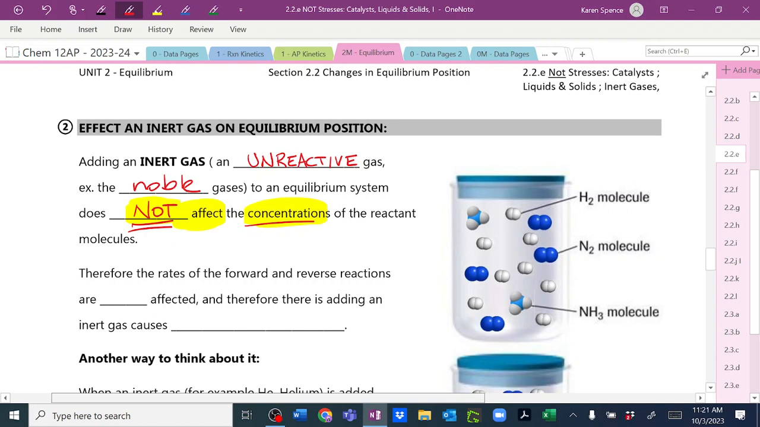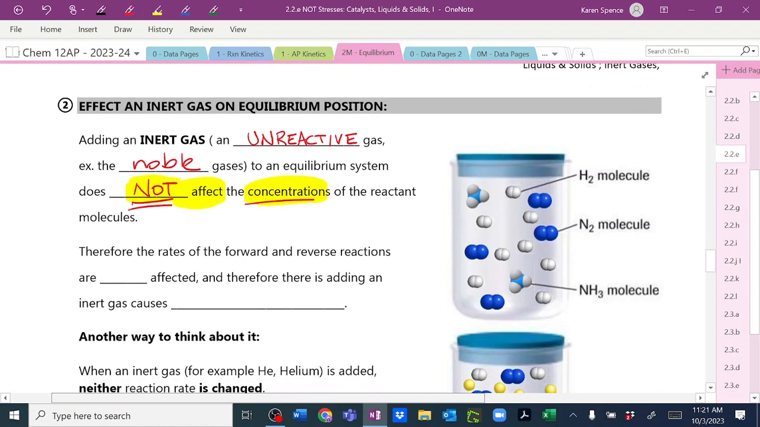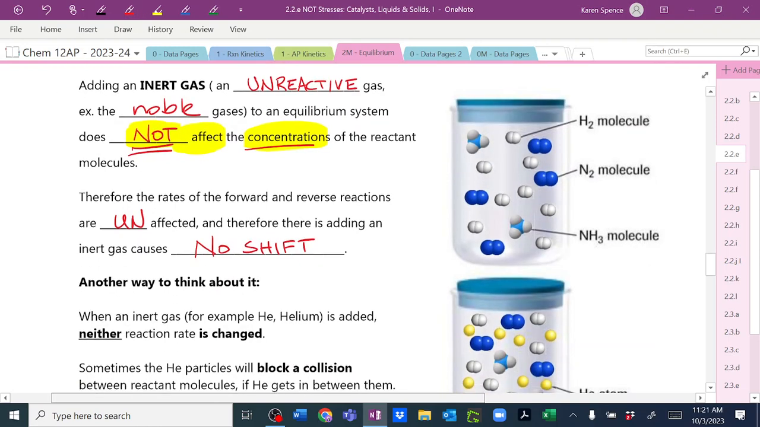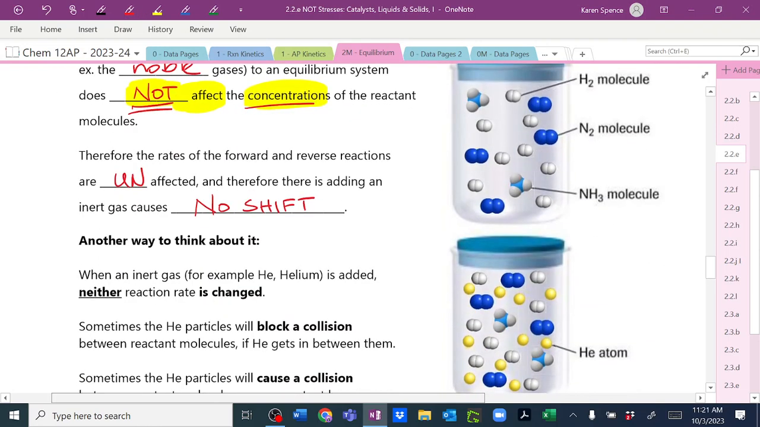So if we have not changed the concentration, have we done anything to the rate? No. Therefore, the rates of the forward and reverse reactions are unaffected, and therefore adding an inert gas causes no shift. When adding an inert gas, neither rate is changed.